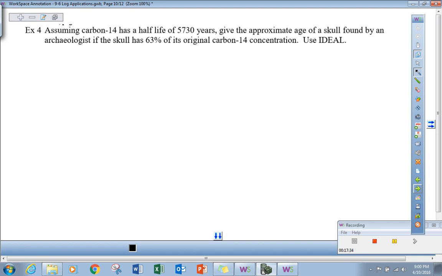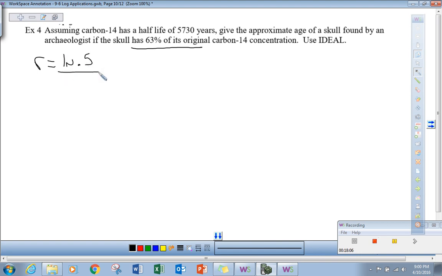So here goes. Assuming carbon-14 has a half-life of 5,730 years, give the approximate age of a skull found by an archaeologist if the skull has 63% of its original carbon-14 concentrate. Well, I know what the R value is, so I can skip some steps right now because it's half-life. I know it's going to be the natural log of 0.5 over the half-life of 5,730. That saves me subbing in all those numbers already.